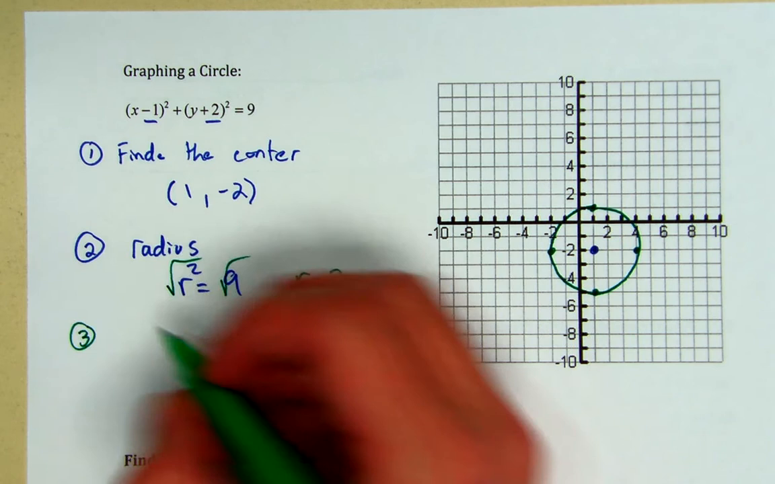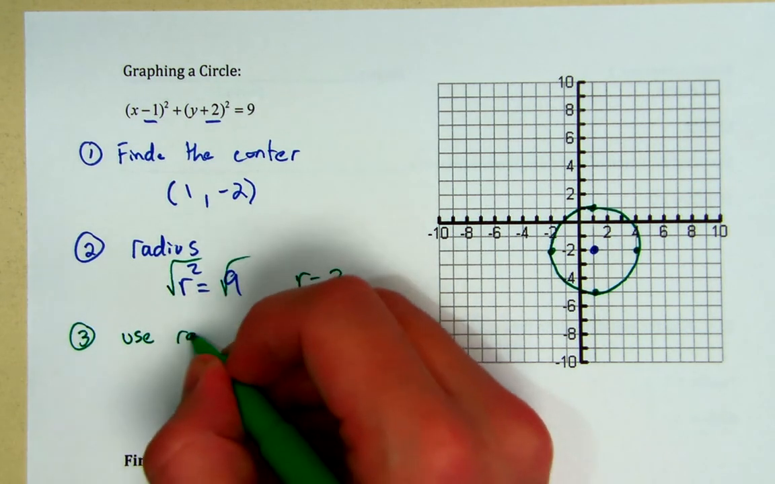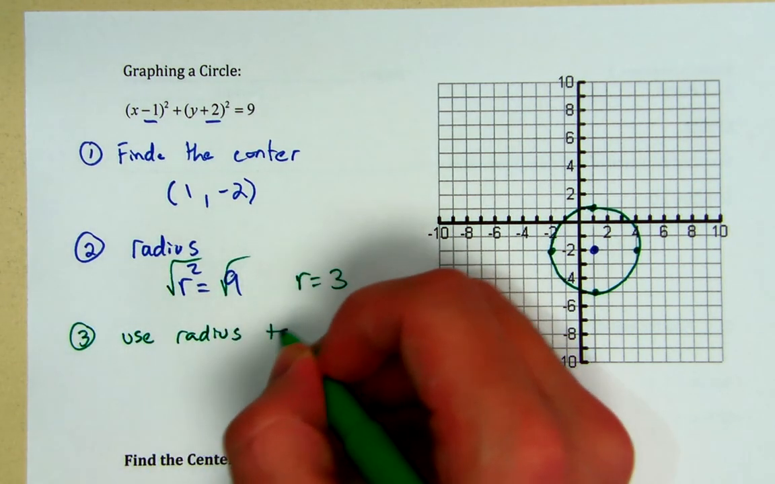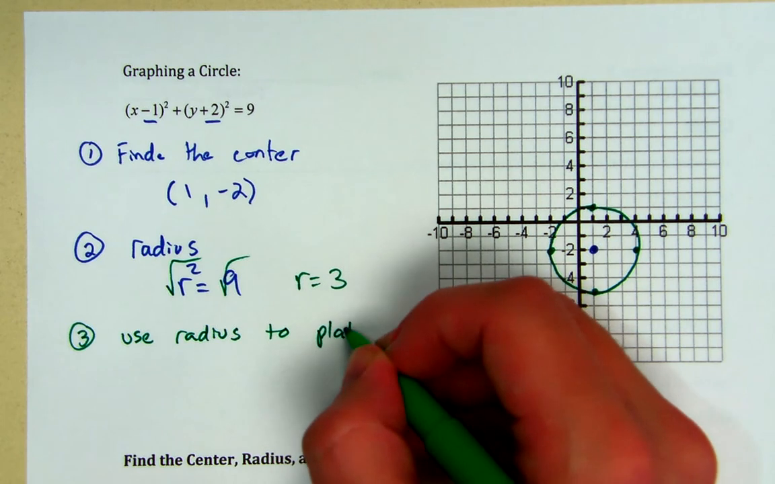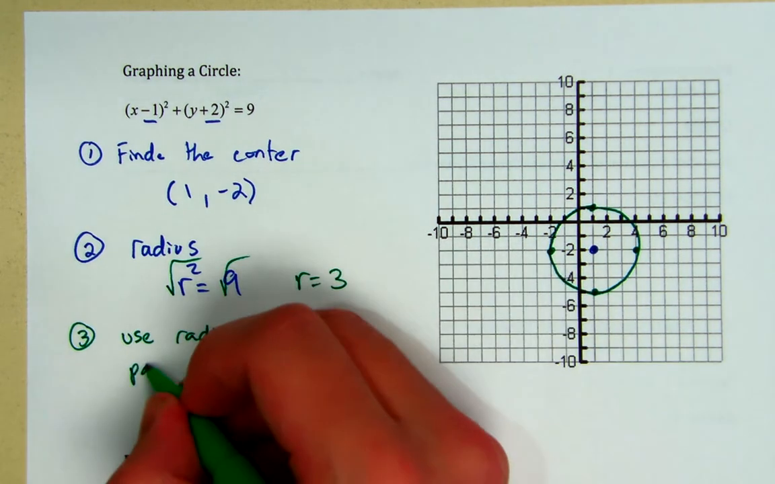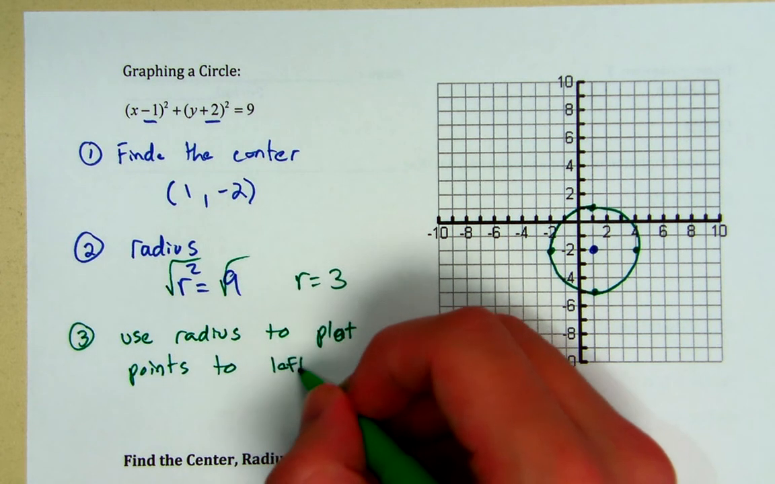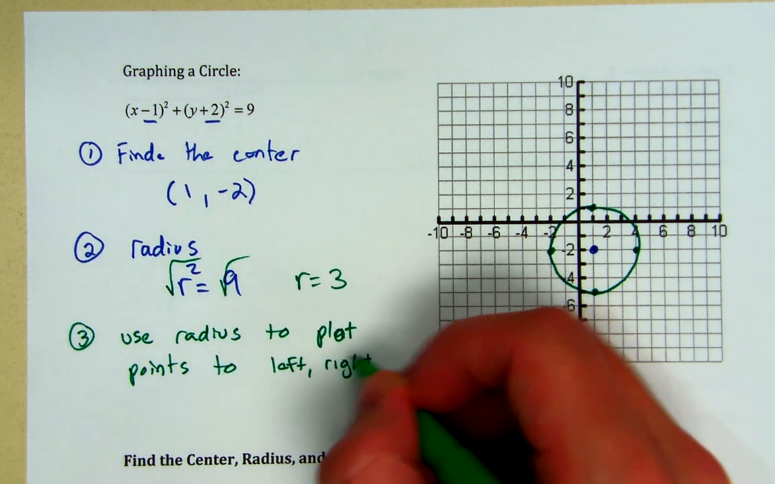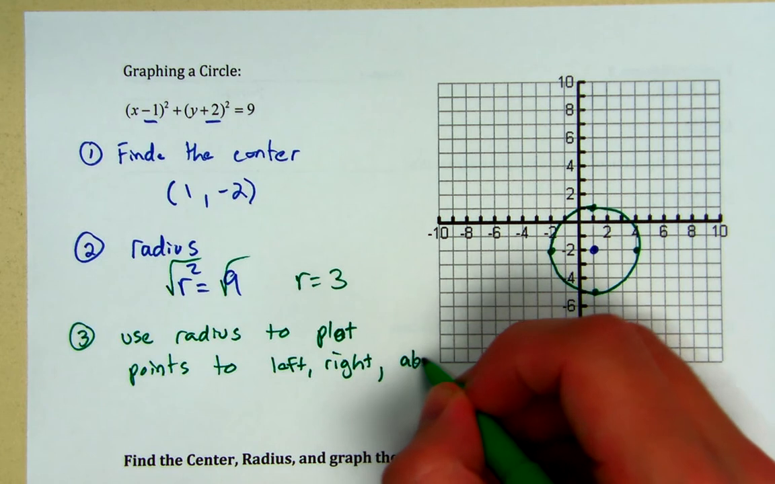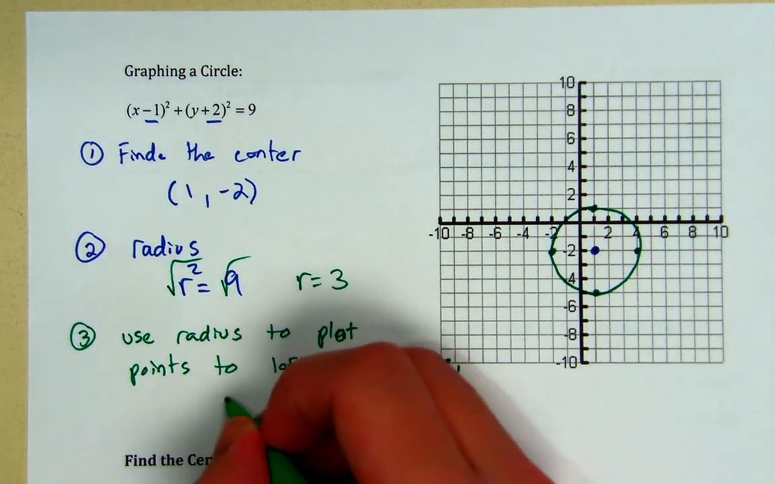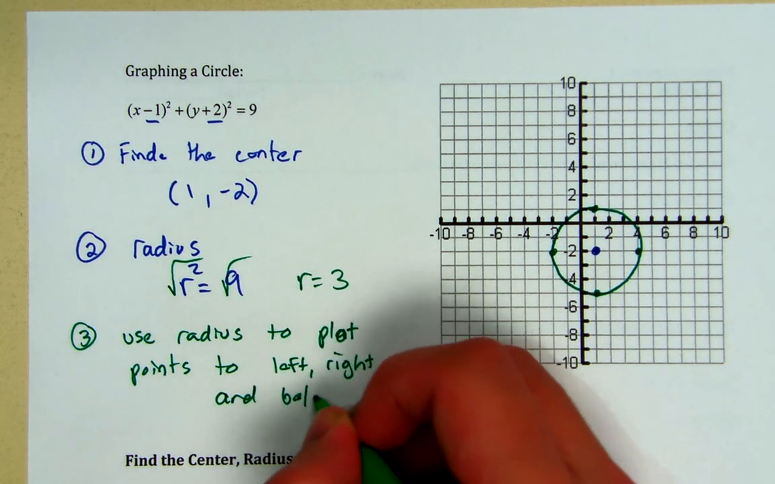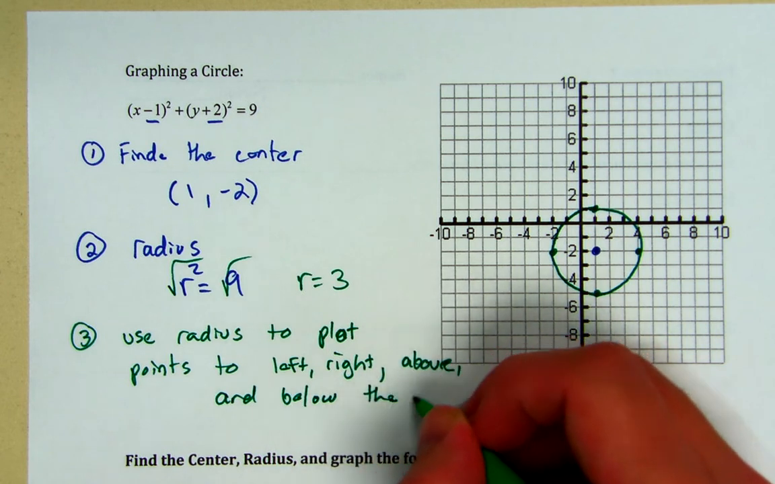So step three is use the radius to plot points to the left, right, above, and below the center.